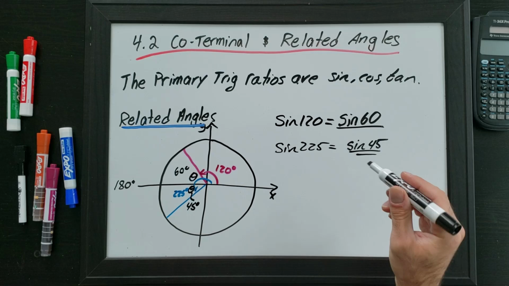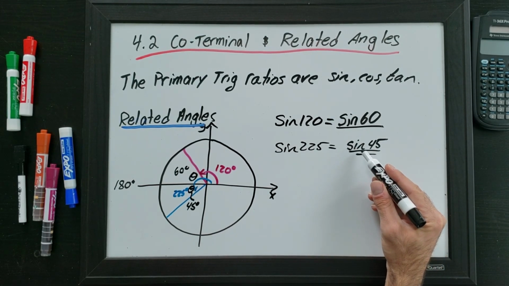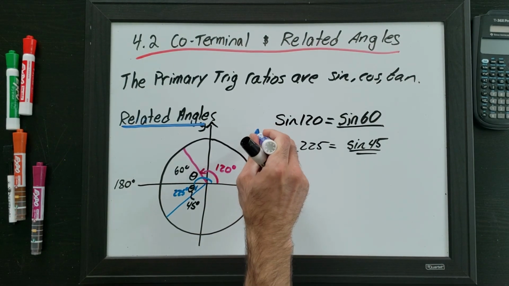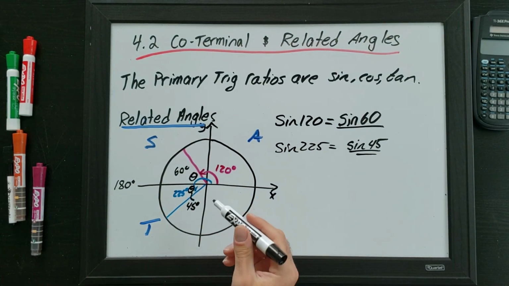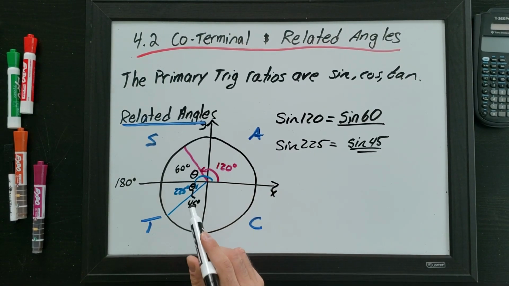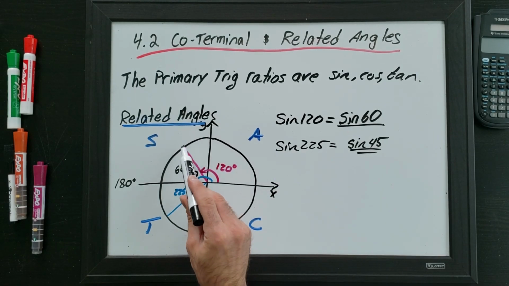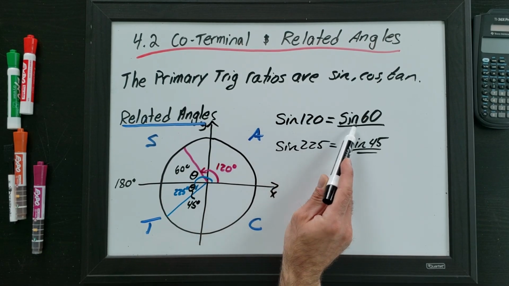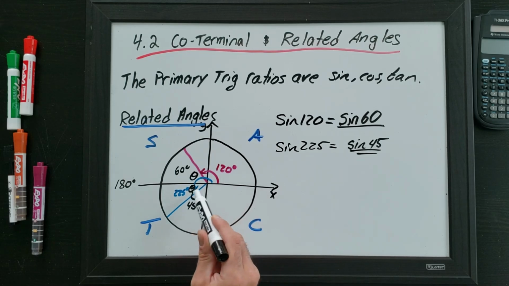Now, after you find the related angle, there's one last thing you have to do. You have to consider the sign of the function. I remember showing you in 4.1 that we know the CAST rule. With the CAST rule, we know if the sine ratio, cos ratio, tan ratio, or all the ratios are positive or negative. So let's take a look at 120. 120 is right here. It's in the sine positive quadrant. So sine of 120 and sine of 60, these are the same. They're positive.